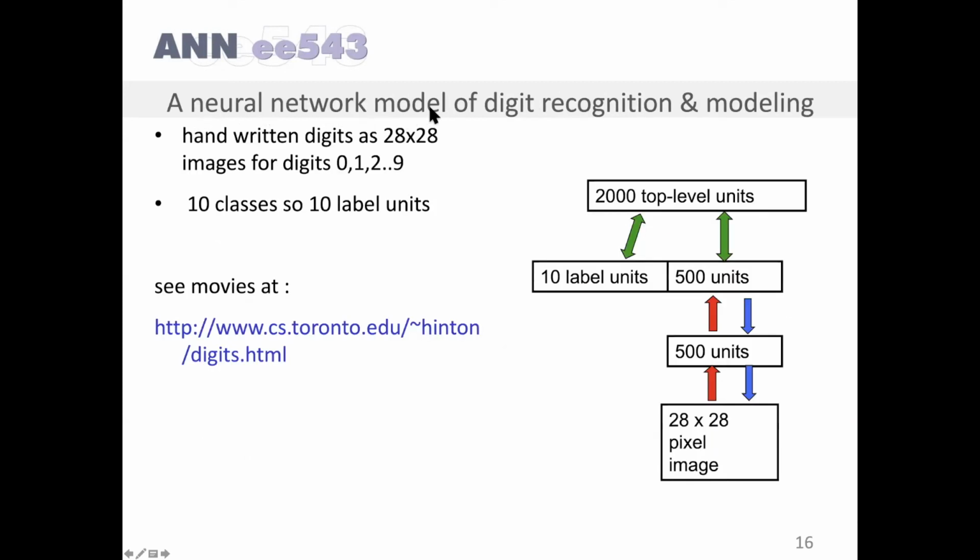A deep neural network model of digit recognition and modeling using restricted Boltzmann machines, using a deep Boltzmann machine, can be reached at this address. In this study, handwritten digits are collected as 28 by 28 pixel images for digits from 0 up to 9. We have 10 classes, so we have 10 label units. 500 units are used for the first hidden layer, another 500 units for the second hidden layer, and for the third hidden layer, there are 2000 hidden neurons.